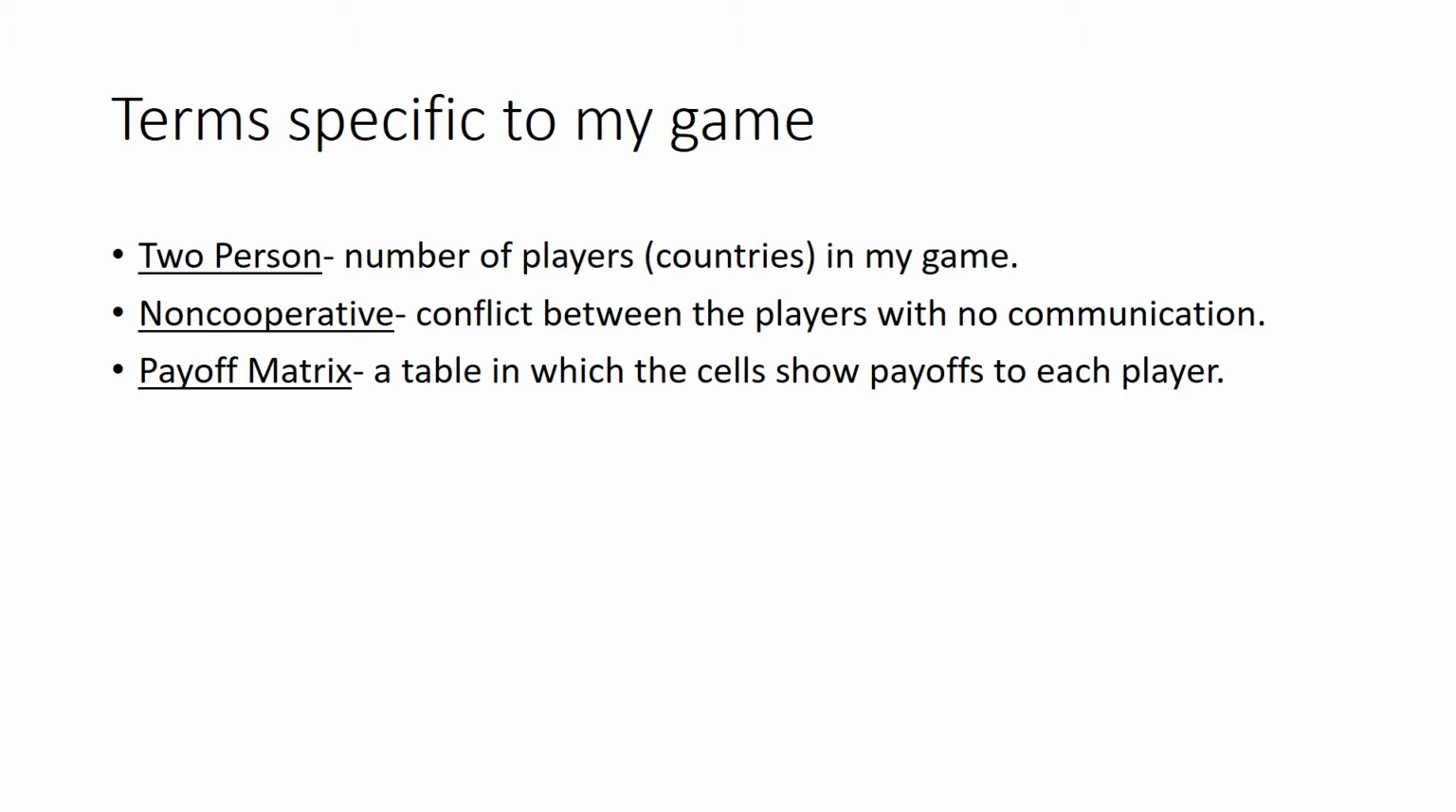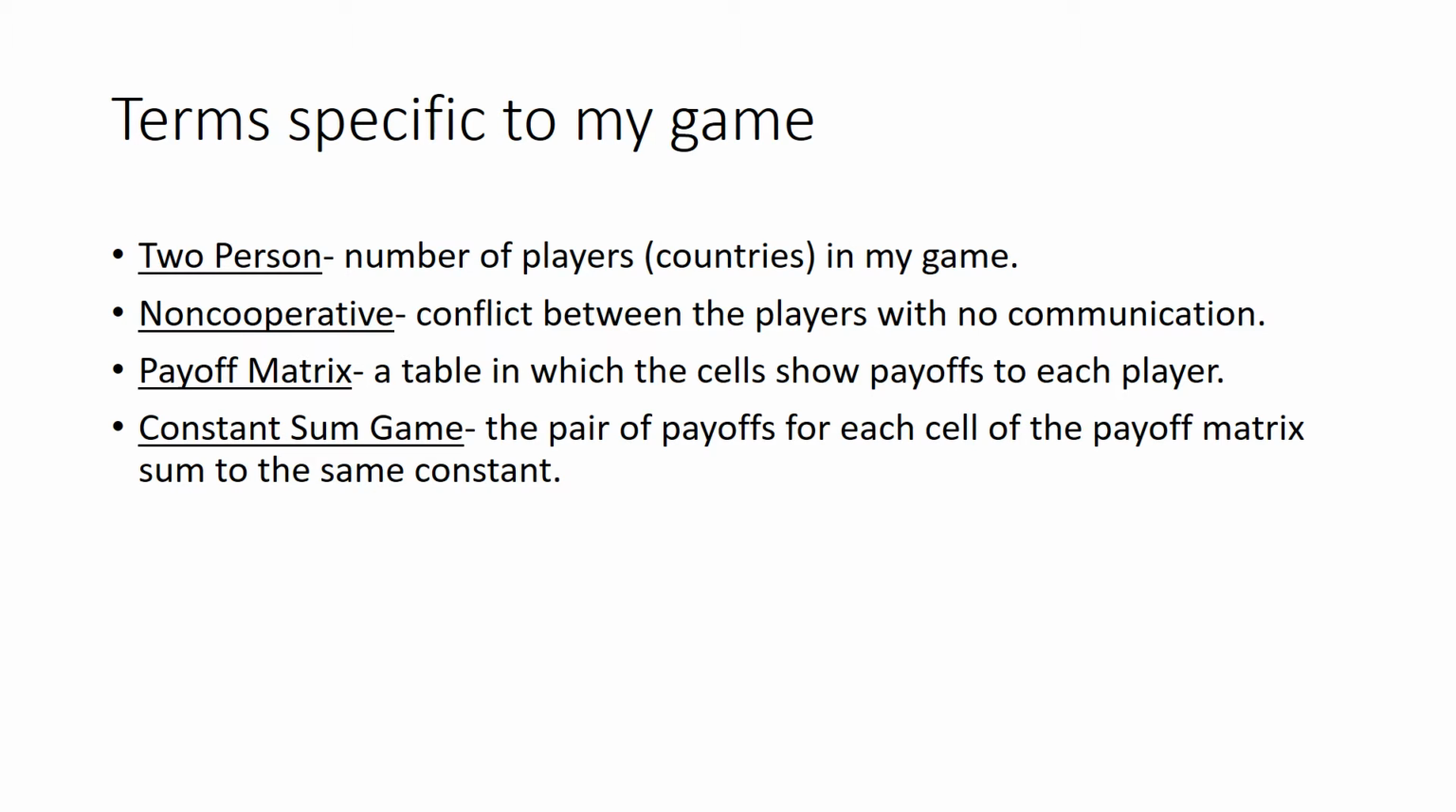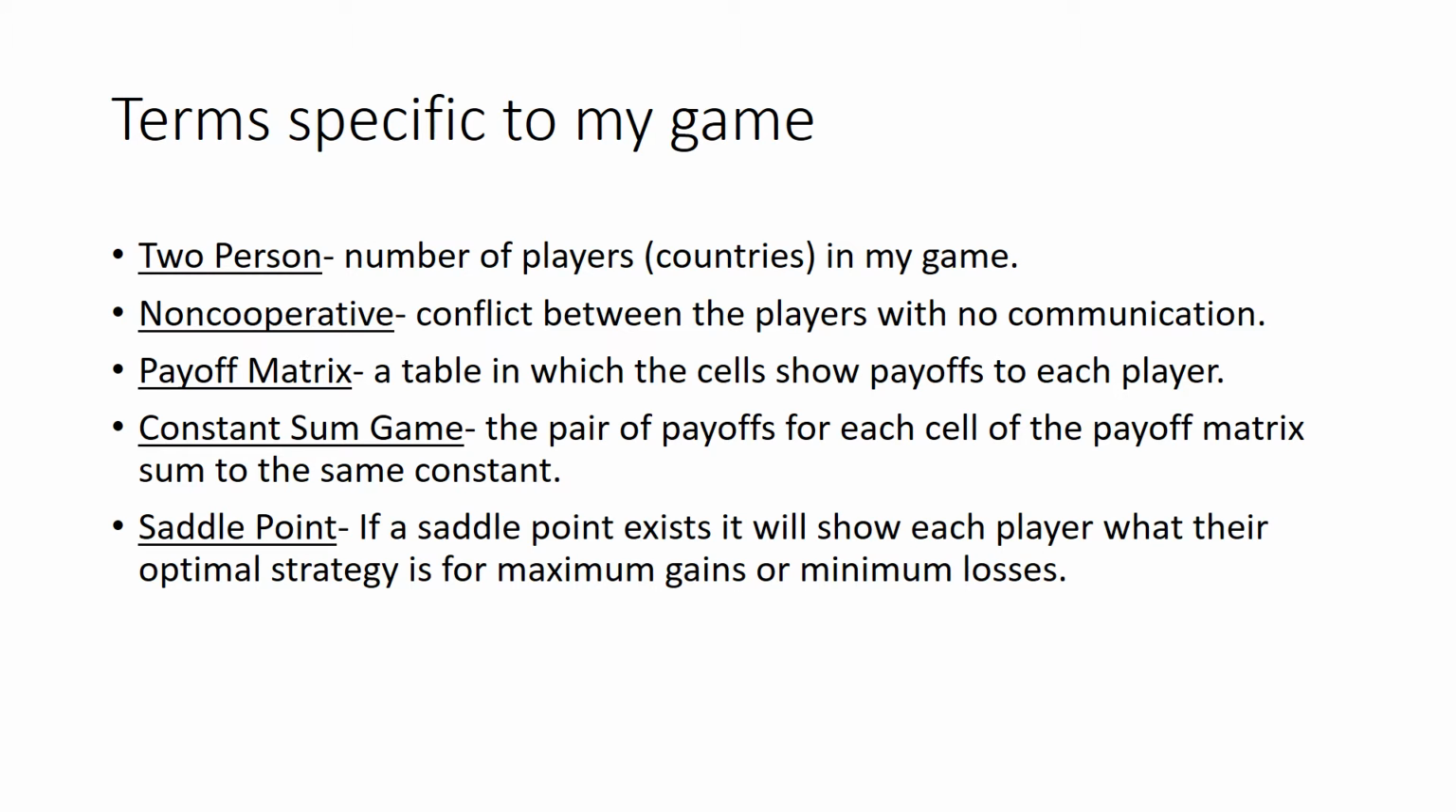My game also deals with payoff matrices, in which there's tables with cells that show payoffs to each player. Think of those cells as an XY coordinate. My game is a constant sum game where the pair of payoffs, the X and Y inside of the cell, have to sum up to the same constant. And my game also deals with saddle points. If a saddle point does exist, it will show each player what their optimal strategy is for maximum gains of one player and minimum losses of another player.